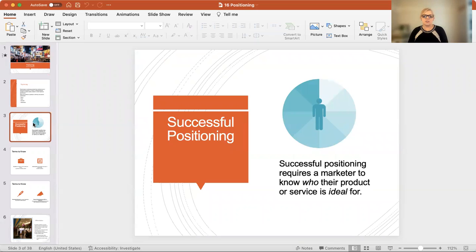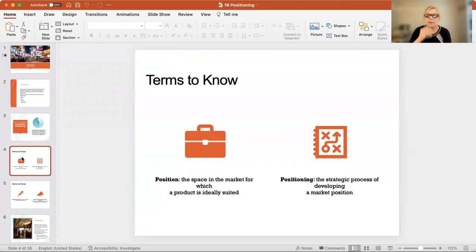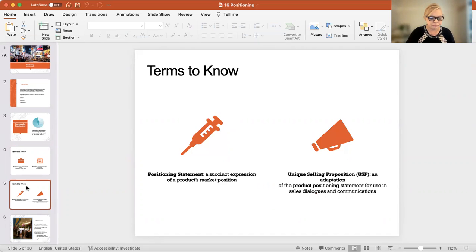All right, so successful positioning strategy. This requires a marketer to know who their product or service is ideal for. So that's an easier way of restating what exactly positioning is. Some things that you need to know. Well, a position is the space that our product is suited. The positioning is the strategic process of actually developing this market position. So a little bit of difference between the noun and the verb there.